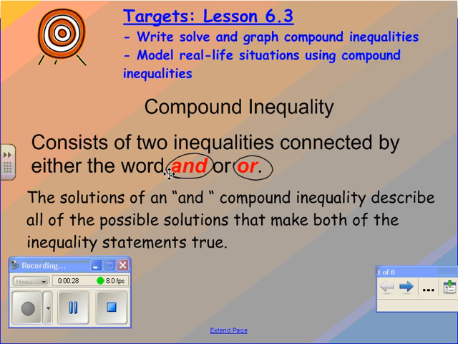Today, specifically, we're going to talk about a compound inequality with the word "and." The solutions of an "and" compound inequality describe all of the possible solutions that make both of the inequality statements true.